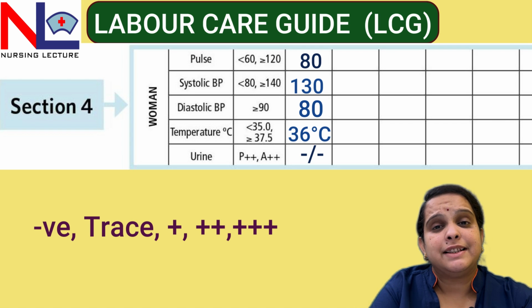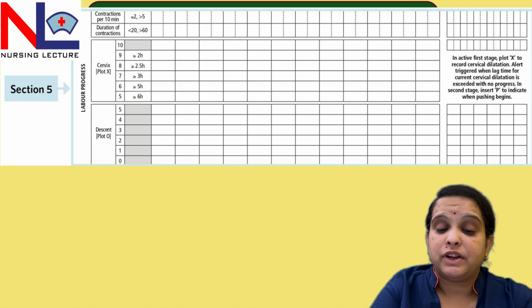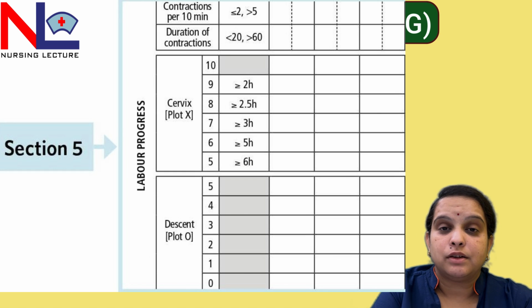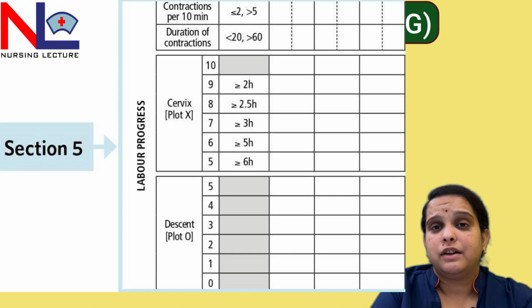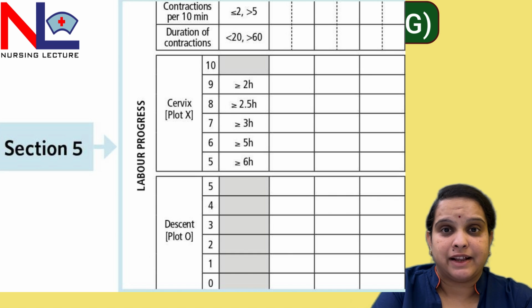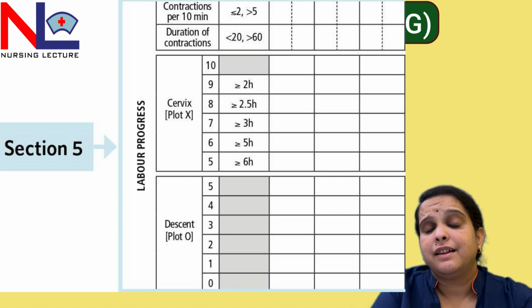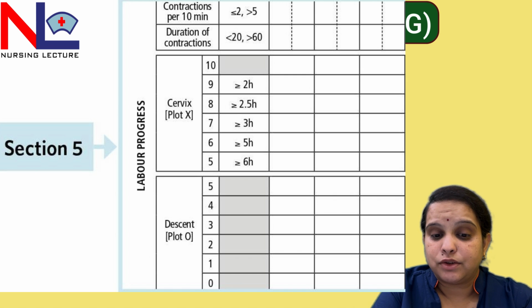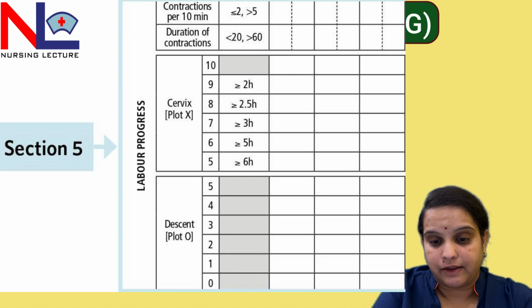Now next is the fifth section, and this deals with the progression of labor. In the first column, what is written is the contractions per 10 minutes. For at least 10 minutes we have to check for uterine contraction by placing both hands on the abdomen and checking for its hardness. In 10 minutes, if the uterus contracts less than 2 times or more than 5 times, it is the danger or early warning sign.